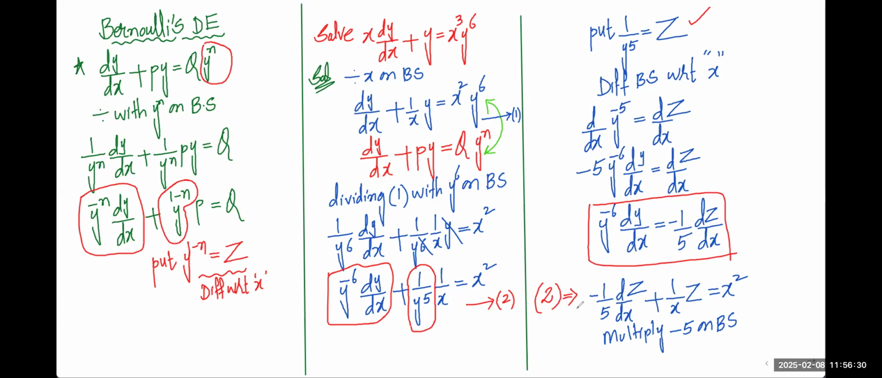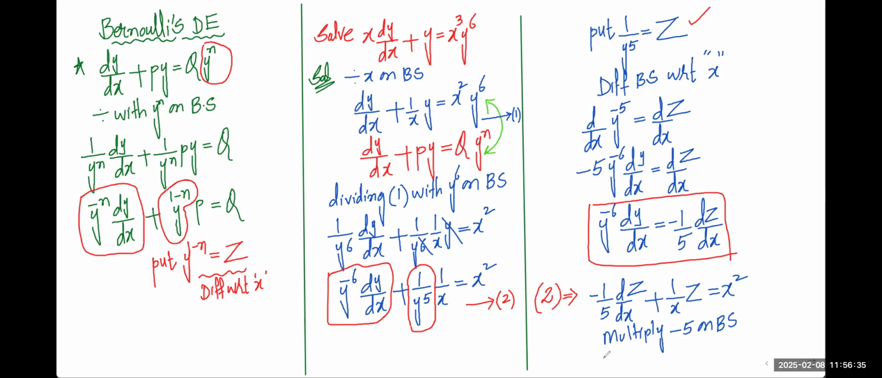एक काम करेंगे. Okay sir. समझ में आ गया ना? तो -5 से मल्टीप्लाई करें, what we will get. If you multiply this one with -5, 5 and 5 cancel, minus into minus plus, correct? Yes sir. So we get dz by dx minus 5 by x into z is equal to minus 5x square. Now next page.